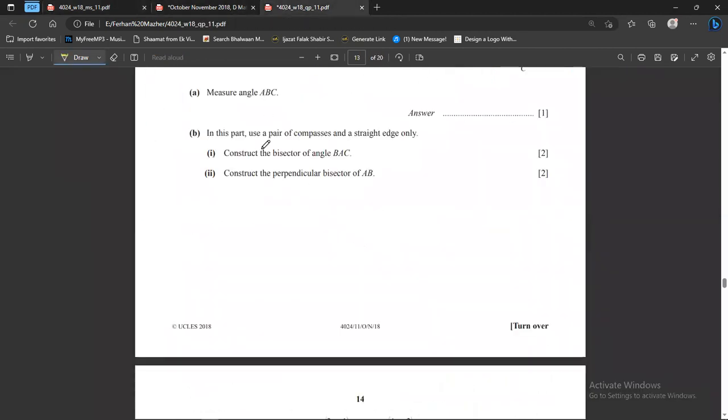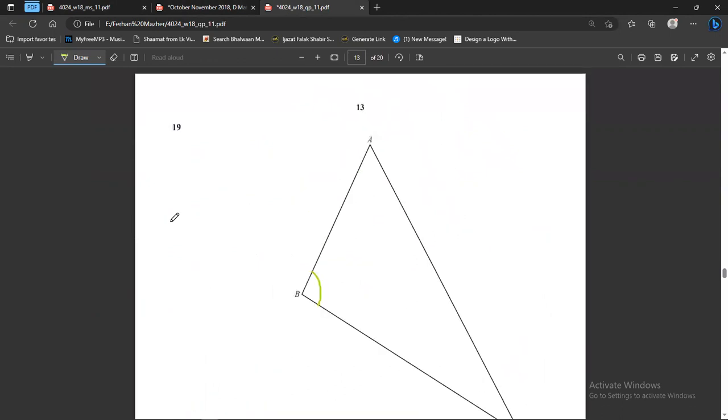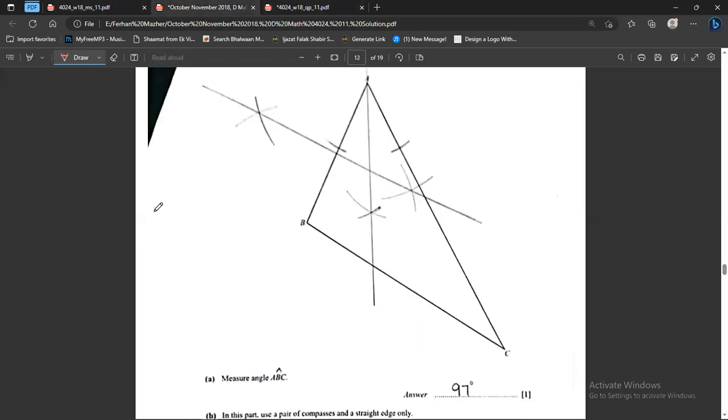In the next part, they say B part. In this part, use a pair of compasses and a straight edge only and construct the bisector of the angle BAC. He wants me to find the BAC angle bisector. So put your compass here, draw an arc here, then draw an arc here, then put your compass here, draw an arc here, then put your compass here, draw an arc here. Then join these 2 points with the point where the arcs intersected each other, and that is the angle bisector of the angle BAC. Let me show you exactly.